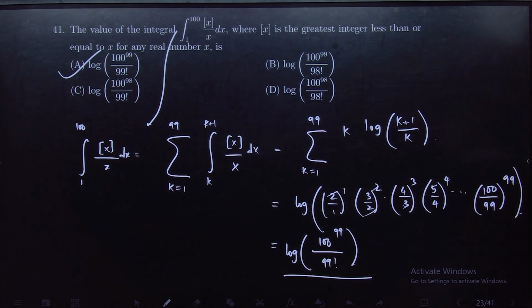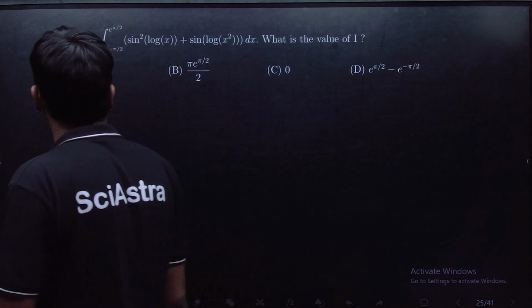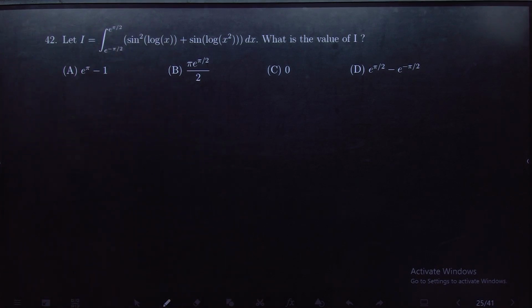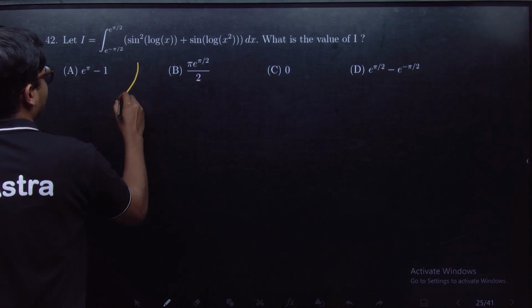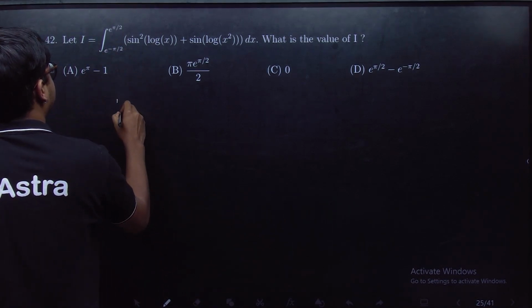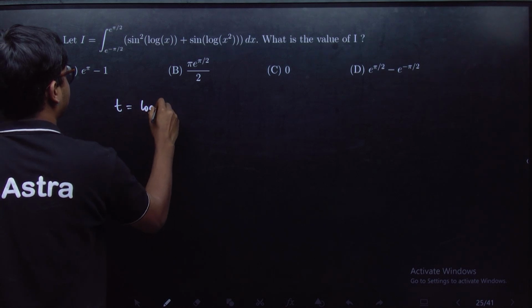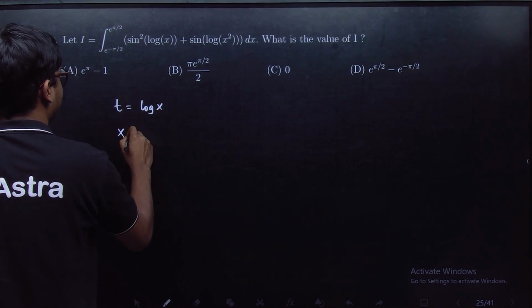Alright, moving on. Alright, let's get the next question. So the next question is, let I be this integral from minus pi by 2 to e to the power pi by 2 of sine square log x plus sine of log x square, dx, okay? So I think a very natural substitution would be to put, say, t equal to log x, okay? Which would basically give you x equal to e to the power t, right?